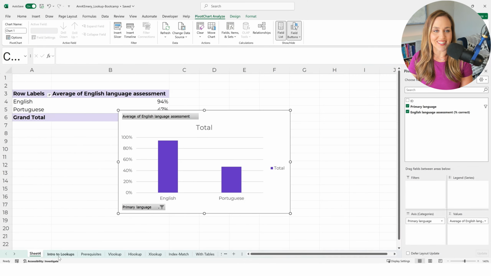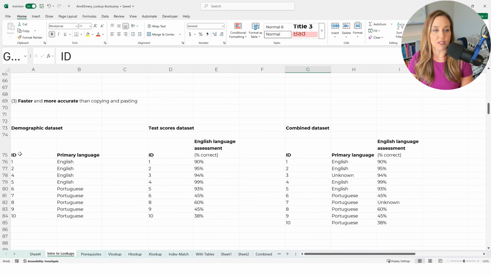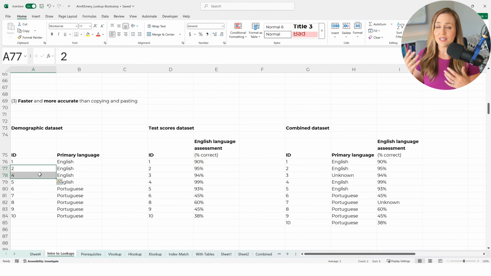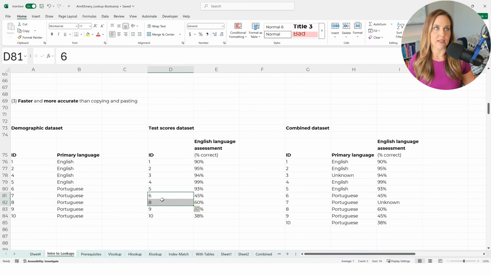The third reason for lookups is that they are faster and so much more accurate than just copying and pasting. In our demographic data set, do you see how we're missing person three? The ID numbers don't go in order. That's super annoying, but it's also super normal. Partial data sets happen all the time in every single real life project. And then look over here, who are we missing? We're missing person seven. They're not there. Maybe they were sick and didn't take the test that day or whatever.